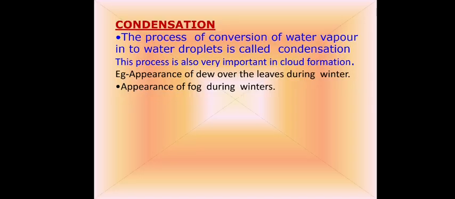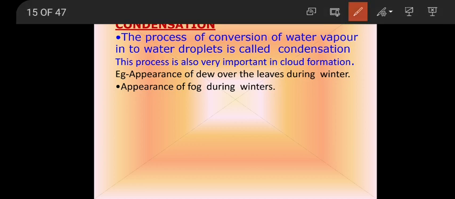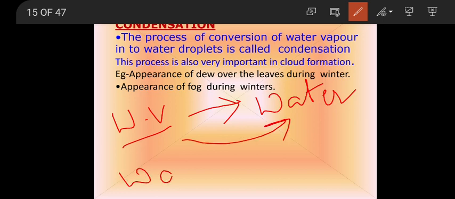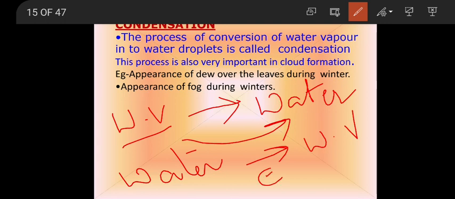Another process, let me tell you, is called condensation. Condensation means water vapor becoming water. It is the reverse of evaporation. Water vapor becoming water is called condensation. Evaporation means what? Water becoming water vapor. So this is evaporation and this is condensation. So condensation is the opposite of evaporation.